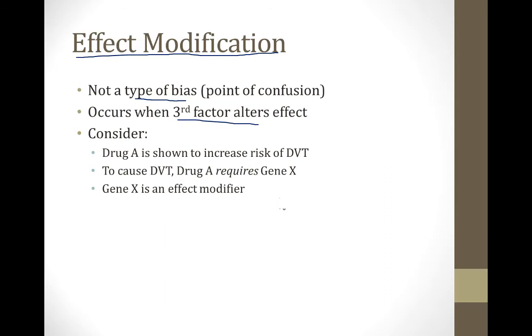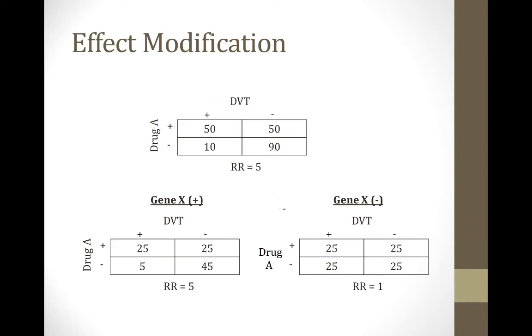So let's consider an example. Suppose drug A is shown to increase the risk of a deep vein thrombosis. But in order to cause a DVT, drug A requires gene X. This means that gene X is an effect modifier of drug A. So the way we uncover effect modifiers in clinical studies is by doing a stratified analysis, just like I showed you previously for confounders. But the results of the stratified analysis are different for effect modifiers than confounders, and it's important that you understand the difference.